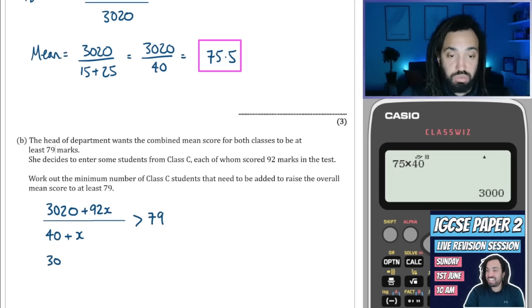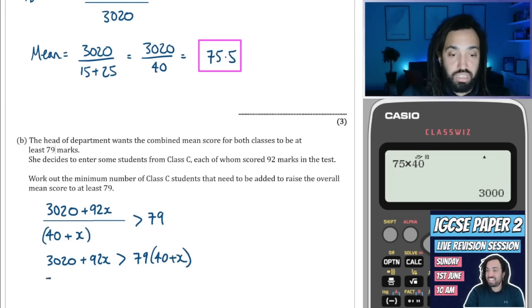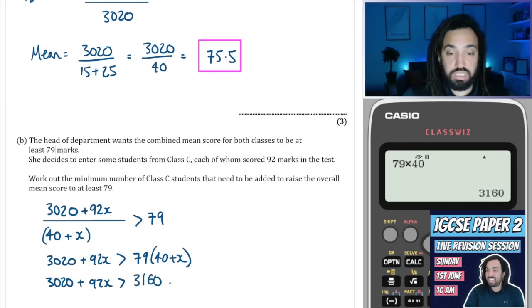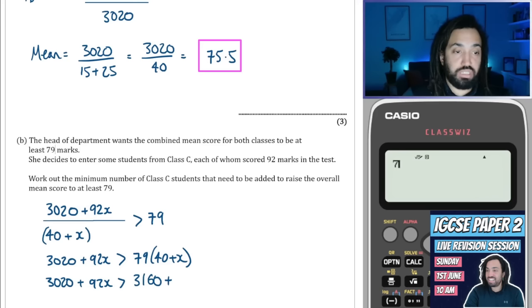So what we're going to do next is multiply both sides by that denominator. Let's put it in brackets like this. So we get 79(40 + x). And then we can multiply out that bracket, 79 times 40 is, okay, so 3,160. And then we need to do 79 times x, which is just obviously 79x.